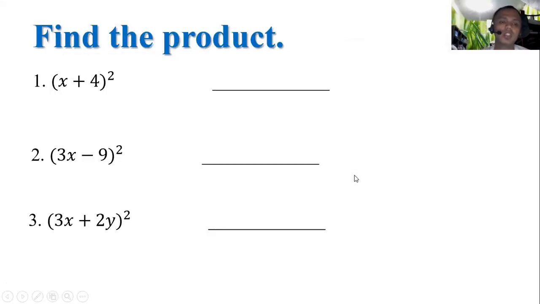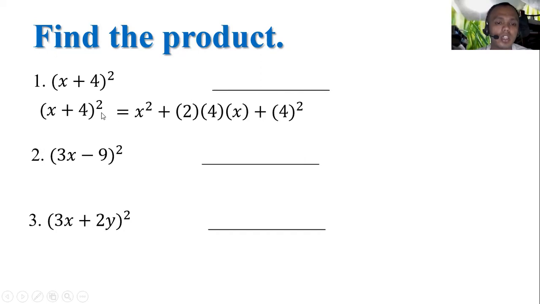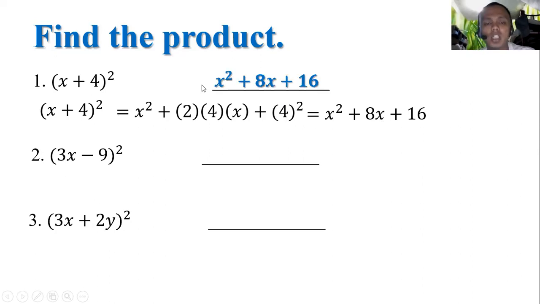Now, let us have an exercise. Find the product of x plus 4 raised to 2. Again, i-square natin first term and then multiply, plus tayo ha, kasi plus to, yung next natin. Multiply natin yung 2 times 4 times x. Then i-square naman natin yung last term. Then x squared plus 2 times 4 is 8 times x is 8x. 4 squared is 16. Then the product here is x squared plus 8x plus 16.